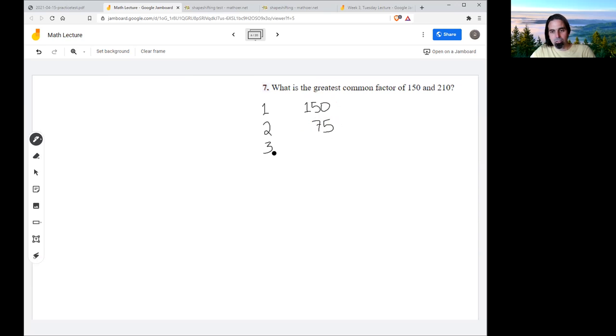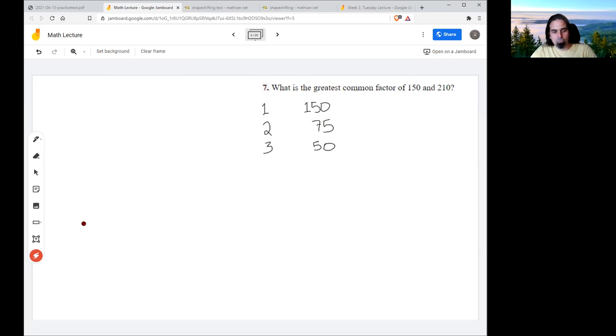Okay, 3, does 3 work? If I add them all up, 1 plus 5 plus 0, I get 6. Does 3 go into 6? Yes, so 3 will go into this also. It's 3 50s, right? 50, 100, 150, counting with quarters again.